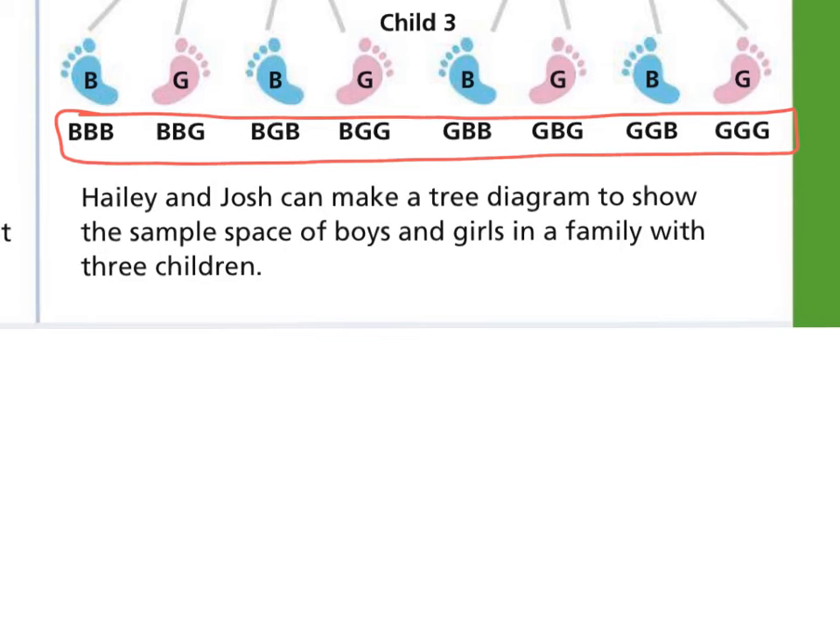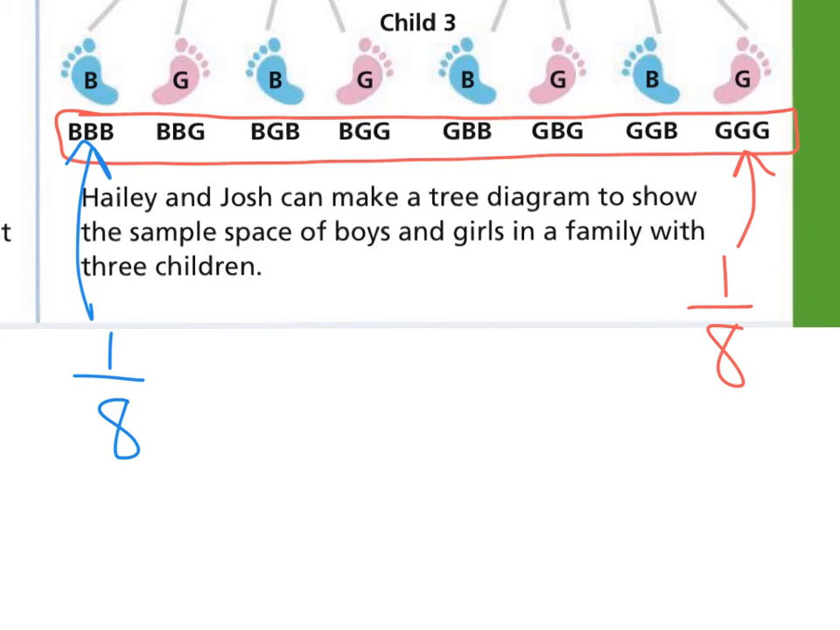So only one route has all boys out of, there were 8 routes altogether. So there's a 1/8 chance, theoretically, of having 3 children and them all being boys. For girls, it's going to be the same, as you might expect. There's only 1 out of 8 routes where it's all 3 girls. The other options are somewhere in between.